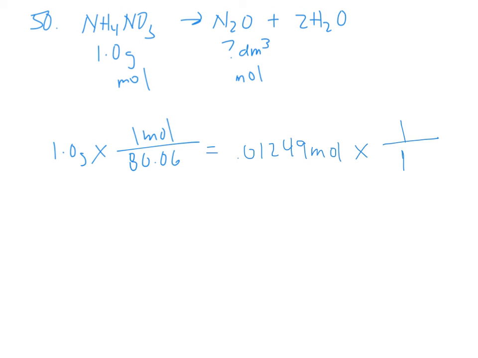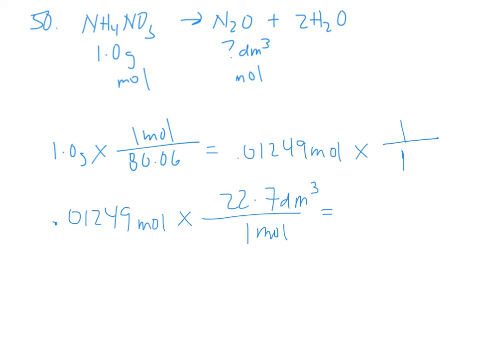So this is how much N2O I'm going to produce as well, 0.01249. So that means I can go ahead and multiply by the 22.7 decimeters cubed that are found in any mole of gas. And I should expect 0.2835, although I've just got 2 sig figs here, so 0.28 decimeters cubed of N2O.